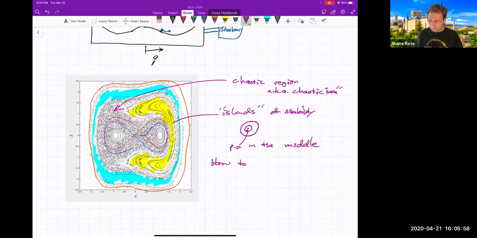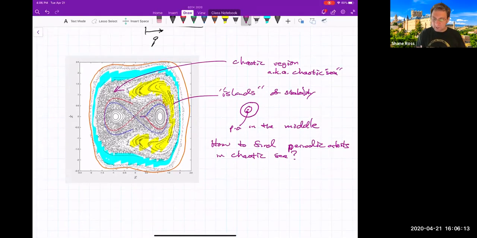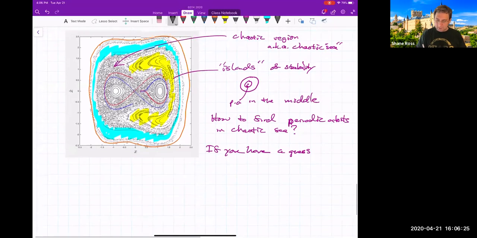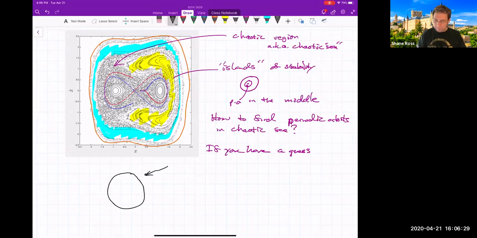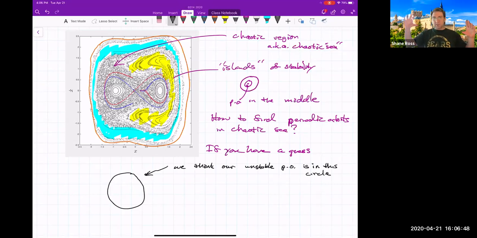So how do we find periodic orbits in the chaotic C? It's hard, I'll tell you that. You need to have a good guess of where they are, and that's what this little circle is. If you have a guess, you can find them. So let's say we have a circle, and this is a circle of initial conditions. Our unstable periodic orbit, which necessarily has to be unstable because it's in the chaotic C, is in this circle. So maybe you choose a really big circle, I don't know. And we'll call this circle C.